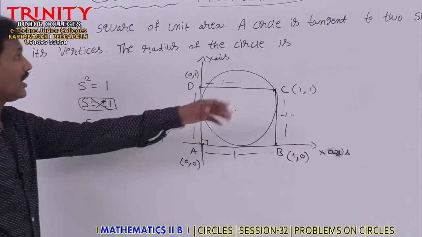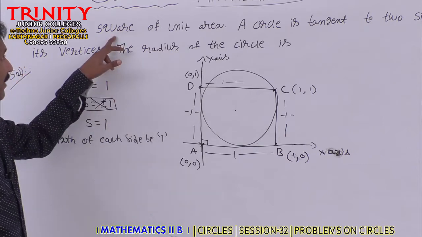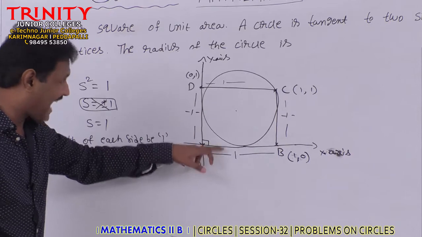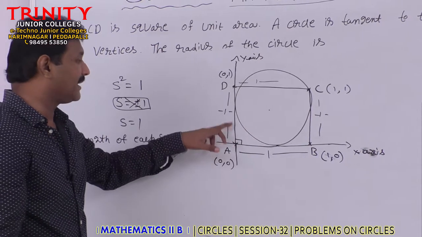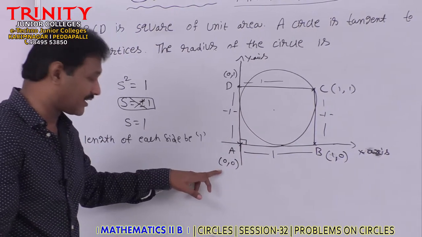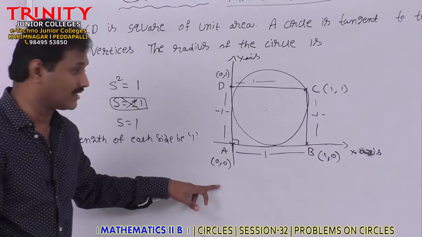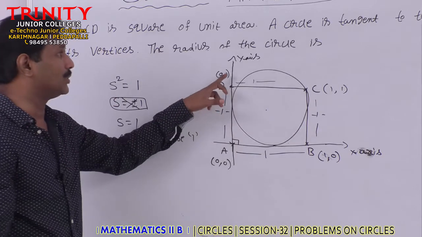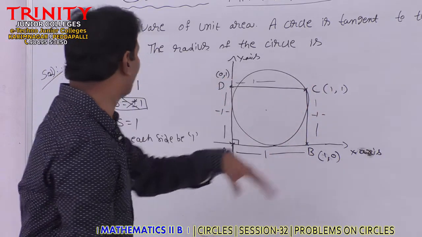We got the four vertices. Suppose in this case, in a square, adjacent sides are perpendicular to each other. These two are tangents of the circle. These two may be taken as coordinate axes. Therefore, one of the vertices is the origin, another B is (1, 0), C (1, 1) and D (0, 1). This is the concept of the radius.